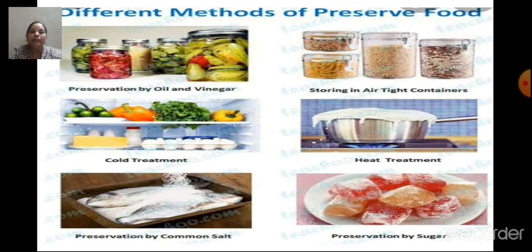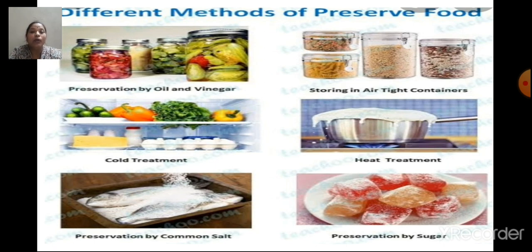And the method which is used for preservation of food is known as a method of preservation, like storing in airtight containers. The airtight containers do not allow moisture to enter the food, and that's why it avoids the food from getting spoiled.